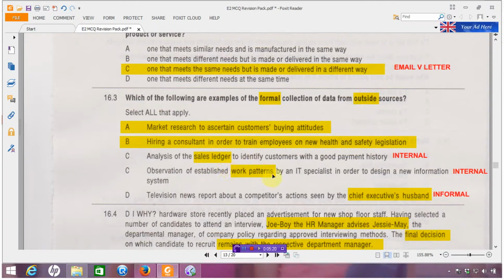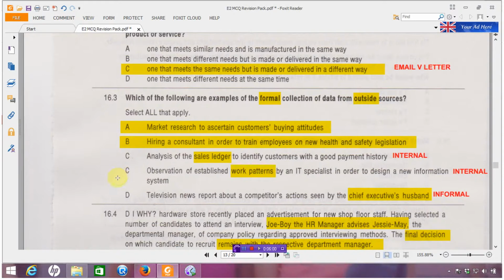Similarly, although a little bit more loose, this idea of work patterns, or the observation of work patterns by an IT specialist, is one that students have some trickiness with in class, in the sense that an IT specialist is perhaps external or outside. But I think the issue is that work patterns are certainly internal. So really for C and what should be D here, it's just this idea that this information, albeit that it may be useful, is coming from an internal source, not an external source.